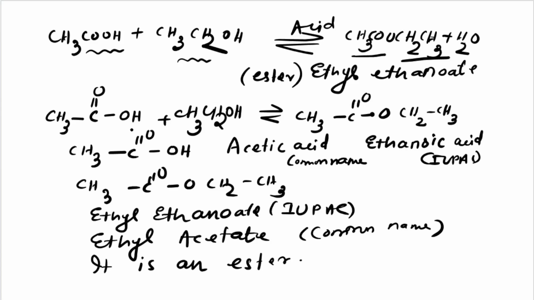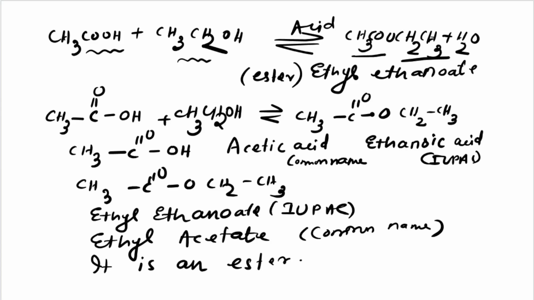Similarly, you see it in the expanded way, where you can see the carboxylic group, and it gives CH3COO, then CH2CH3. This is ethyl ethanoate. And what are the compounds? See here, CH3COOH. What is the common name? Acetic acid. What is the IUPAC name? Ethanoic acid. Then here you can say ester.